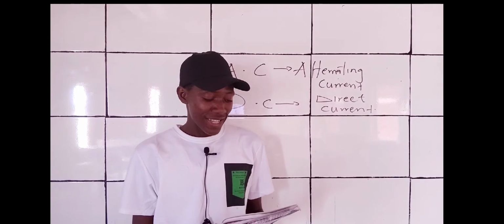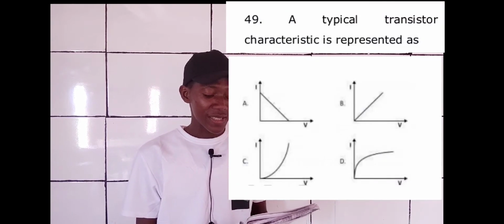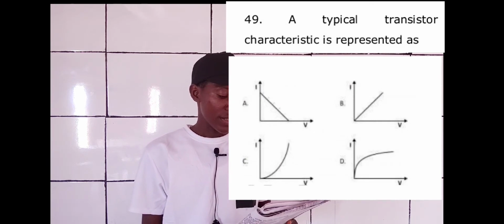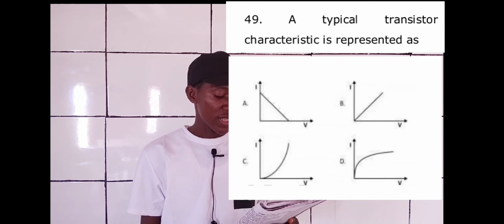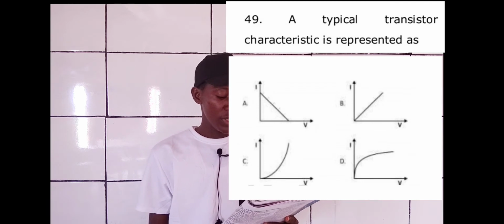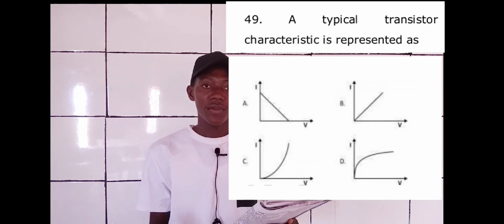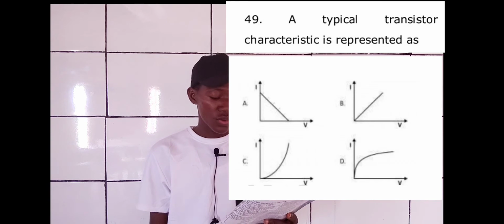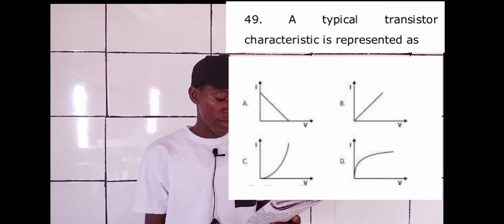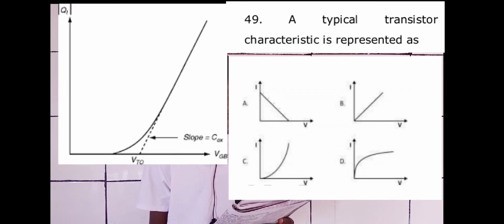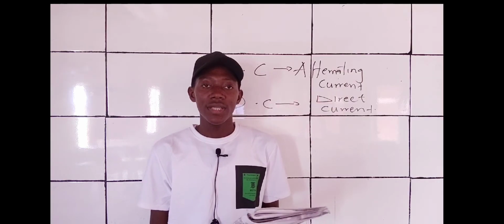Question number 49. A typical transistor characteristic is represented as, and now we have seen various graphs plotted of current against voltage. We see the graph didn't start from the origin, it is actually a falling graph. Option B is a curved graph, option C is a straight line graph starting from the origin, current against voltage also, and option D is a curved graph curving inward. Option C here is the final answer, because it typically depicts a typical transistor characteristic. I hope that answers the question.